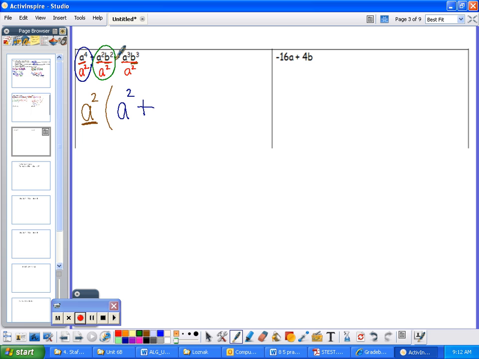a squared b squared divided by a squared. What happens? The a squareds cancel out. What do I have left over? b squared. And I bring down my plus sign next, and I do the last one. a cubed b cubed divided by a squared. What do you think you would have? I have 3 a's on the top and 3 b's over 2 a's. So 2 sets of a's cancel, leaving me a b to the third.